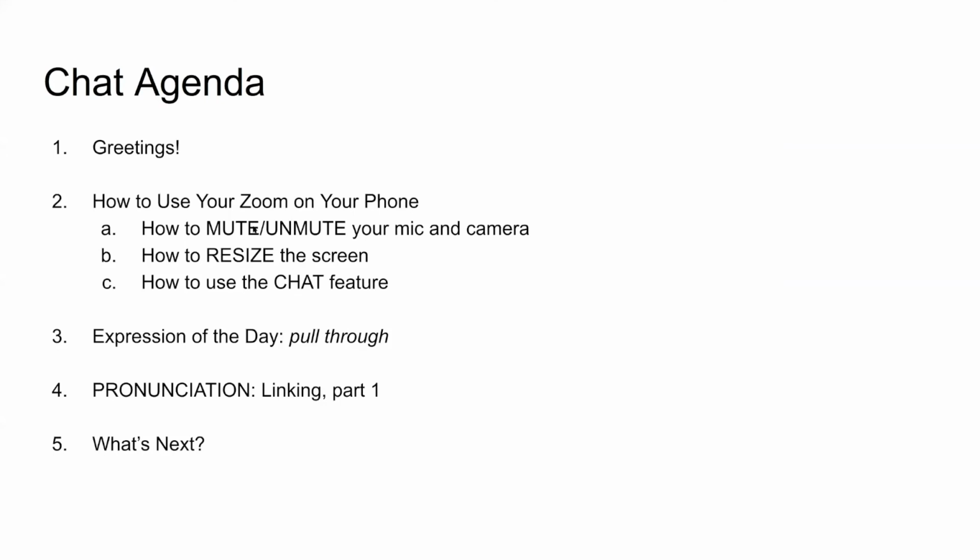So first off, we're going to see how to use Zoom on our phone. So if you're using the phone, we're going to look at three things very quickly. How to mute and unmute our microphone, how to resize the screen, and how to use the chat feature. So the chat feature is what we're going to use quite a bit to communicate during the time. Now, once in a while, we'll use our microphones. So in just a moment, we're going to use our mics and we're all going to say hello to each other. But it's often difficult for everyone to use their mics at the same time. Sometimes you get kind of a crazy echo.